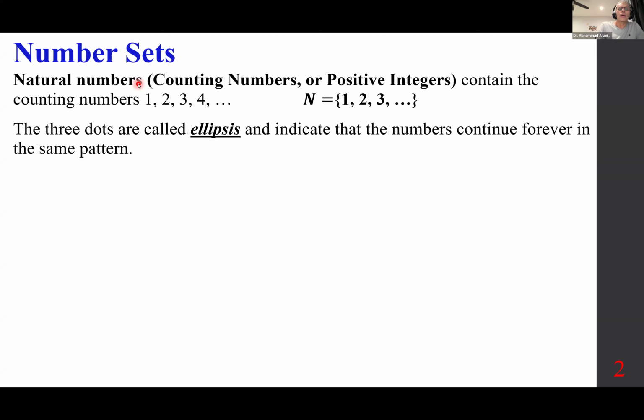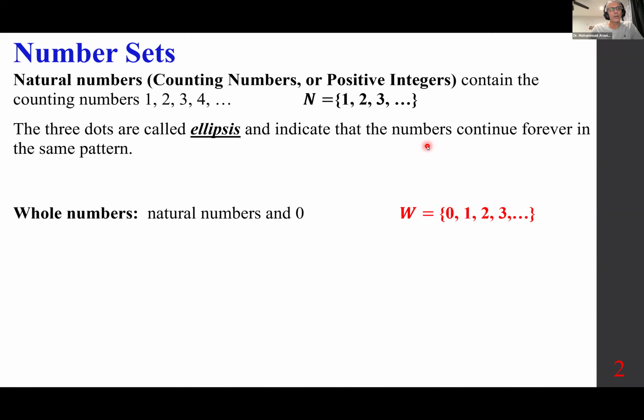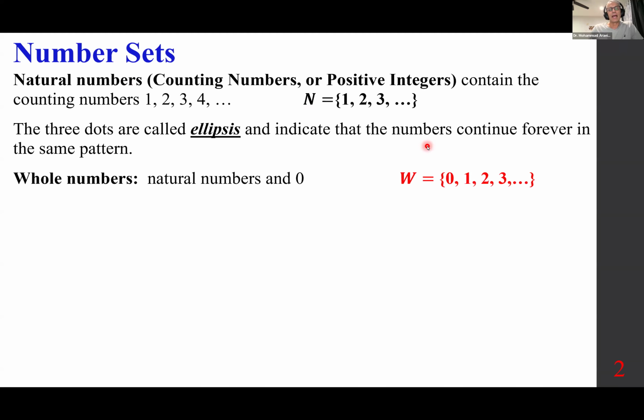Natural numbers, also known as counting numbers or positive integers, contain the counting numbers 1, 2, 3, 4, and it's represented with capital N. The three dots are called ellipses and indicate that the numbers continue forever in the same pattern. Whole numbers, we basically add 0. So the same as natural numbers, plus 0, meaning 0, 1, 2, 3 to infinity.